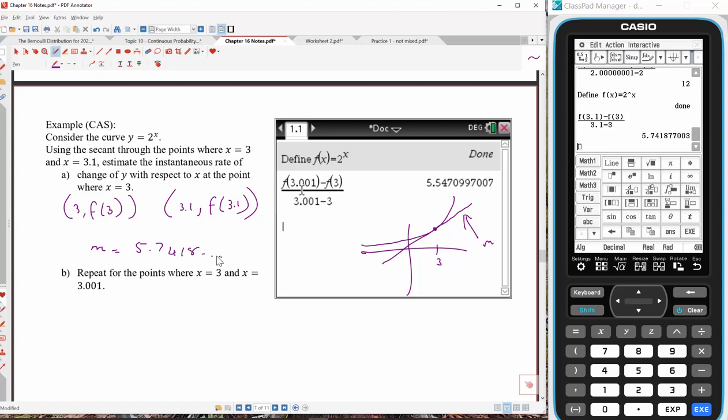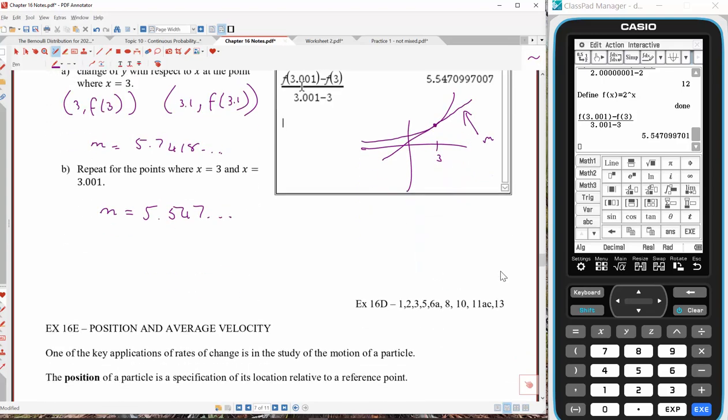And what we can do is we can do better than that. So instead of choosing the point x equals 3 and 3.1, let's get even closer, 3.001. So all I do is I just modify this, chuck another couple of zeros in, and we get a better approximation. So in this case here, m, the gradient at that point, equals 5.547 and so on.